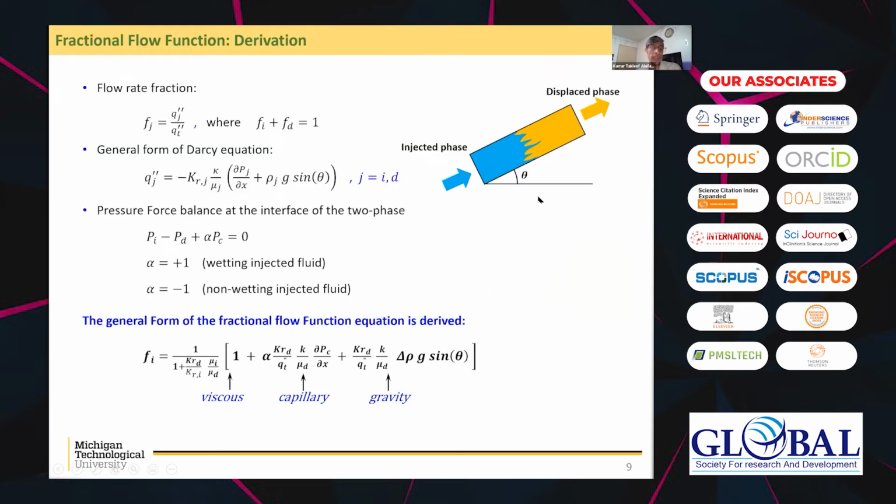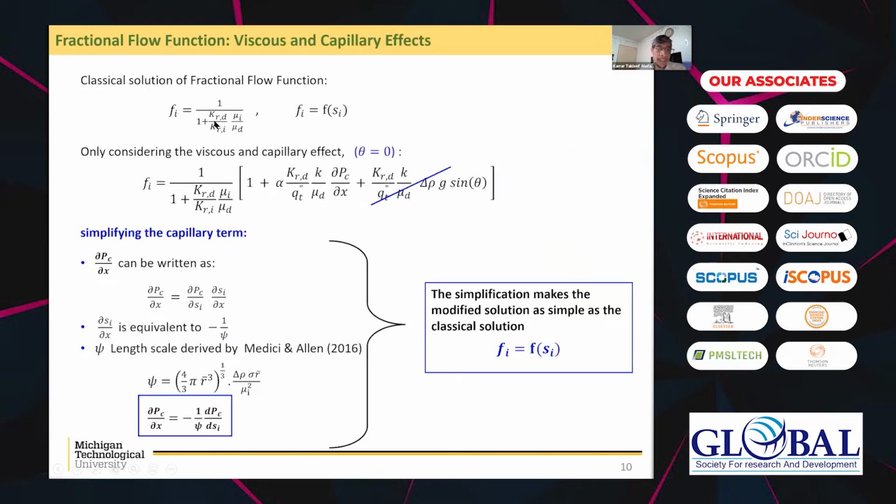The fractional flow function is basically derived based on the Darcy equation and the flow rate fraction, as well as including the capillary pressure at the interface. We end up with the general equation shown here. The first term represents the viscous, then capillarity, then gravity. What we care about are the viscous and capillarity. However, historically, they only cared about the viscous effect. But in our case, since we care about a very low flow rate, the capillarity plays a role and becomes the dominant force in the immiscible displacement.